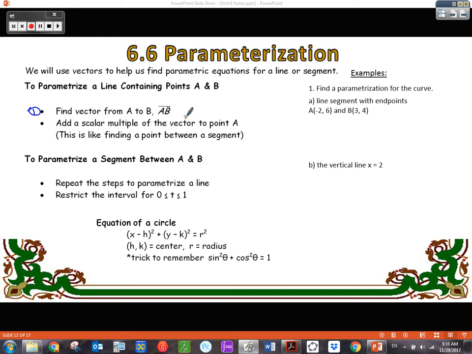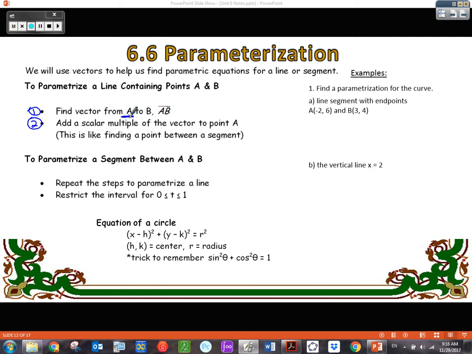So then we would add a scalar multiple of the vector to point A. That's the second thing that we would do. And basically what I ask is that you add the first point A. And we'll do an example of it so that you see, so that our equations look similar instead of completely different. So that's how we would parametrize a line.